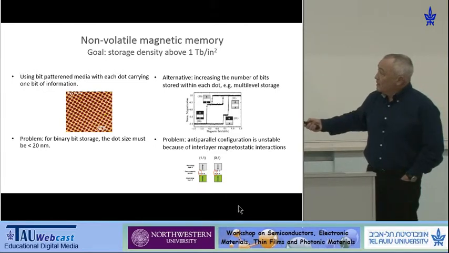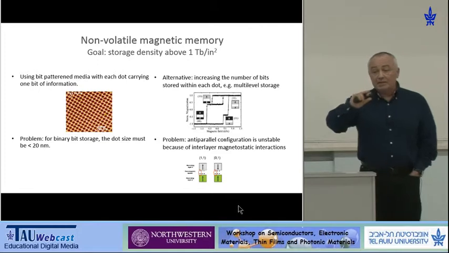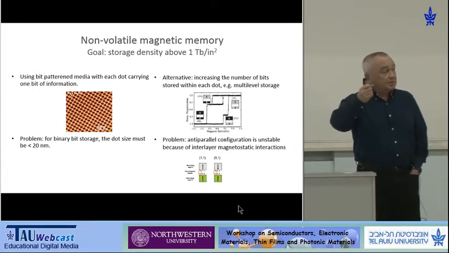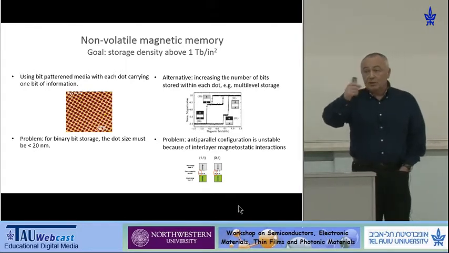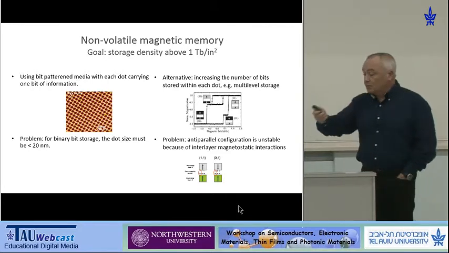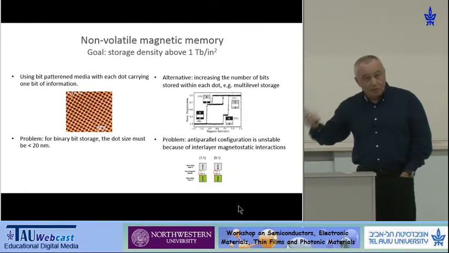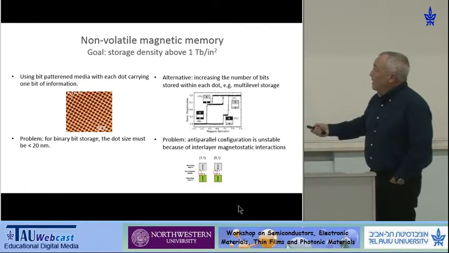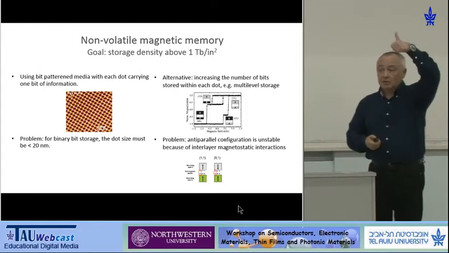The second one is that when the memory unit becomes very small, it becomes unstable at room temperature. Because in fact, we talk about competition between energy of anisotropy versus room temperature fluctuations. So if the size becomes smaller, it becomes unstable at room temperature. So one needs material with very high volume magnetic anisotropy.